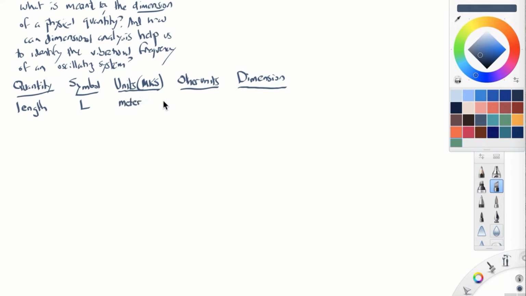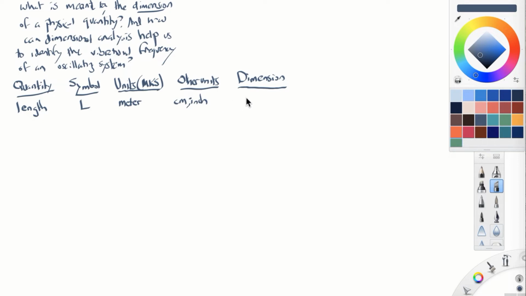If you wanted to use a CGS system of units, you might use the centimeter. You could also use the inch, if you wanted to use the imperial system of units. There are all different kinds of units one could use. One could use a furlong or some other more esoteric unit, or the cubit. We've been using cubits a lot. That's one of the systems that Galileo used.